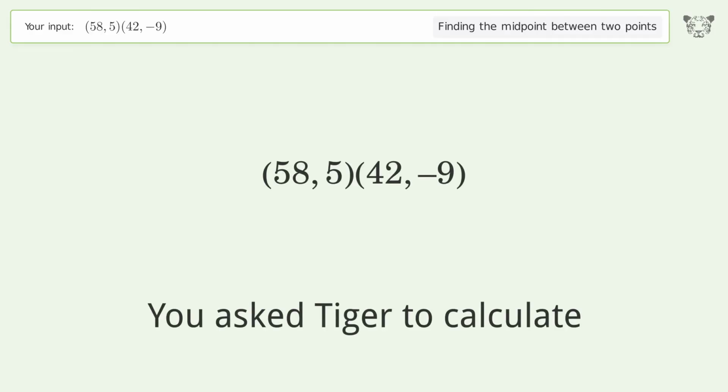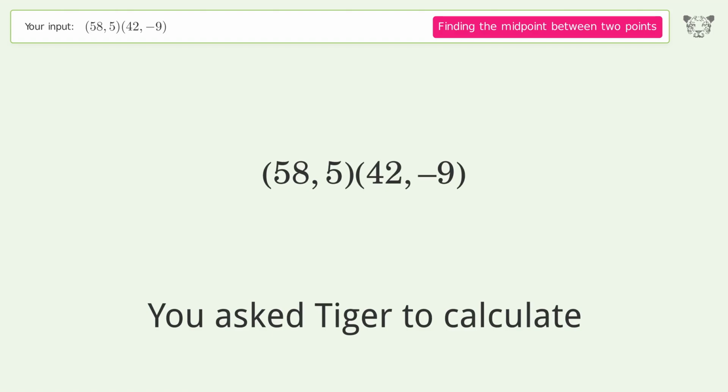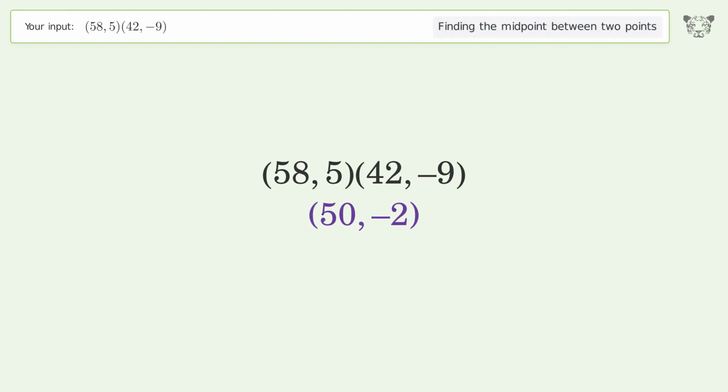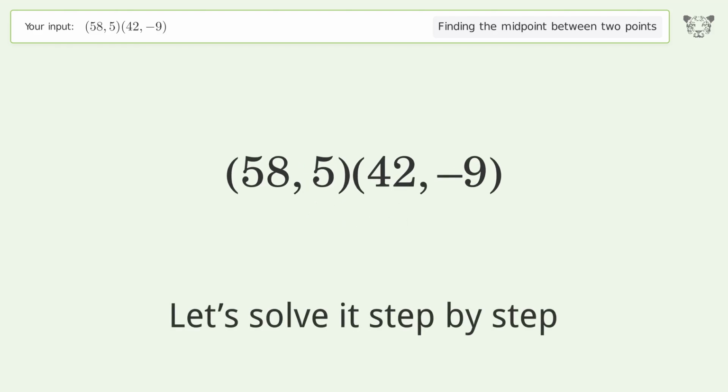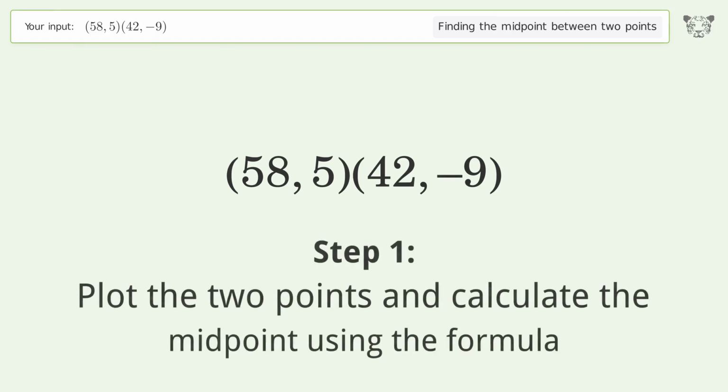You ask Tiger to calculate. This deals with finding the midpoint between 2 points. The midpoint between the 2 points is 50, -2. Let's solve it step by step. Plot the 2 points and calculate the midpoint using the formula.